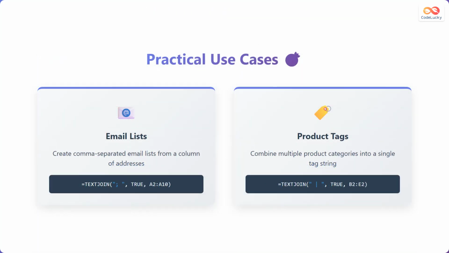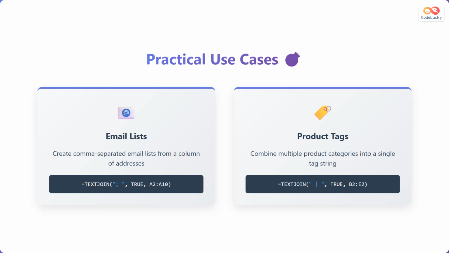Let's explore some practical use cases for TEXTJOIN. First practical use case is email lists. TEXTJOIN can be used to create separated email lists from a column of addresses, using the formula =TEXTJOIN("; ", TRUE, A2:A10).